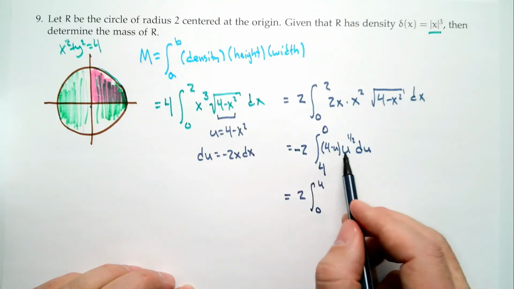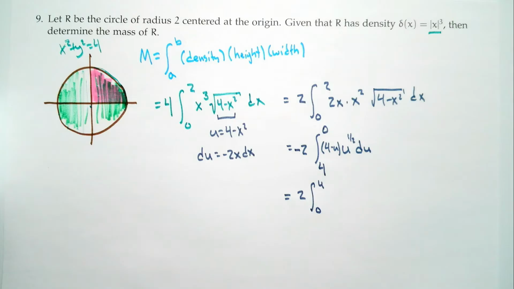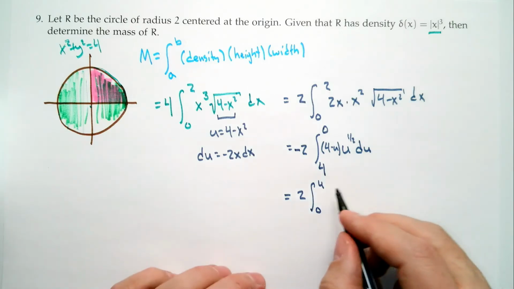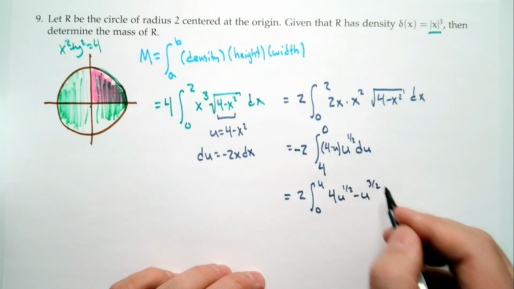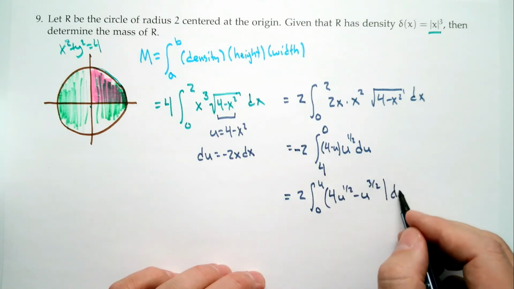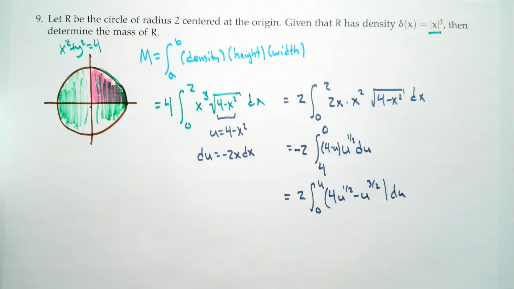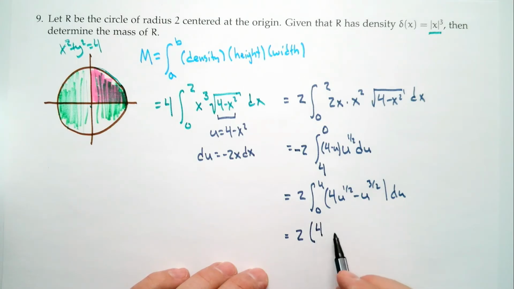What do we do with this 4 minus u times u to the half? Distribute through. So we get 4u to the half minus u to the 3 halves du. Good. Now, nothing's too bad about that. That's something we can integrate. All right, so that's 2. What's the integral of 4 times u to the half? So u to the 3 halves, and then you put a 2/3 down in front, so that'll give us 8/3.